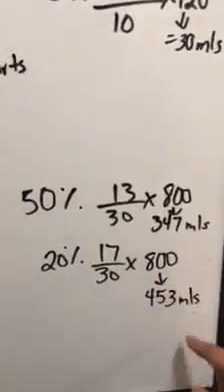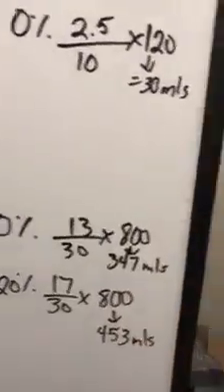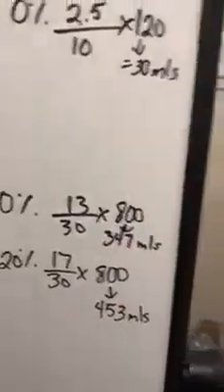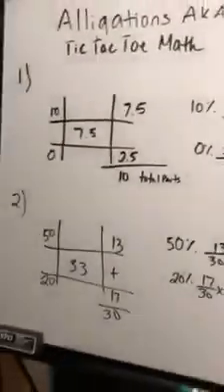When you add them together, they need to make sure that they equal the amount that was given, which is 800. So when you add it together, that's kind of how you check your work. So that's questions numbers 1 and 2.